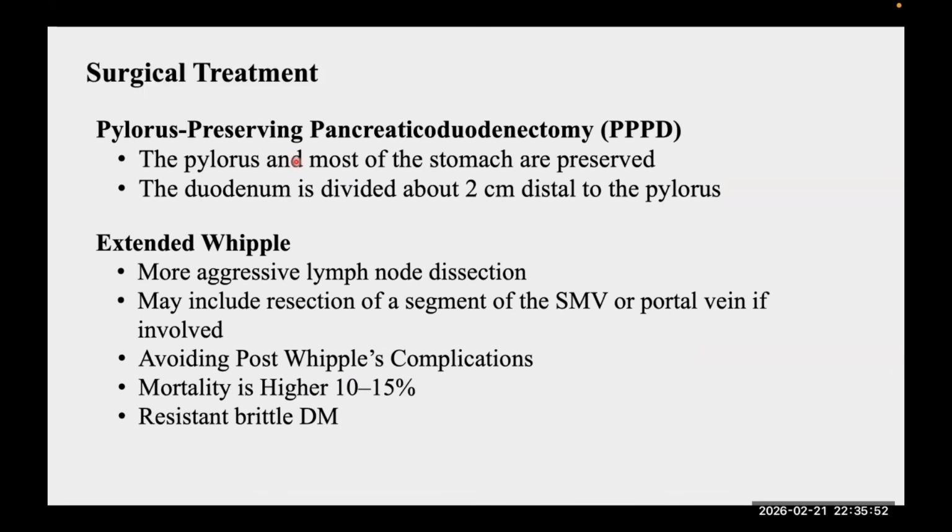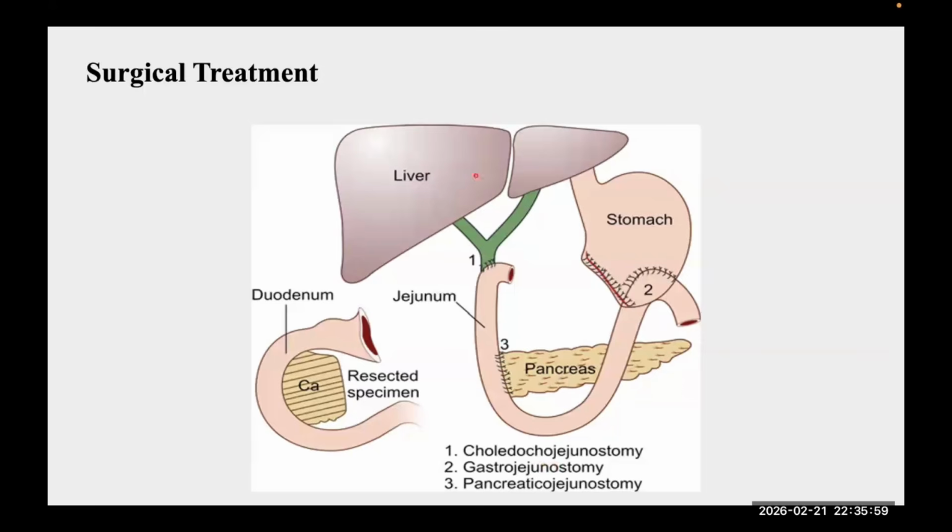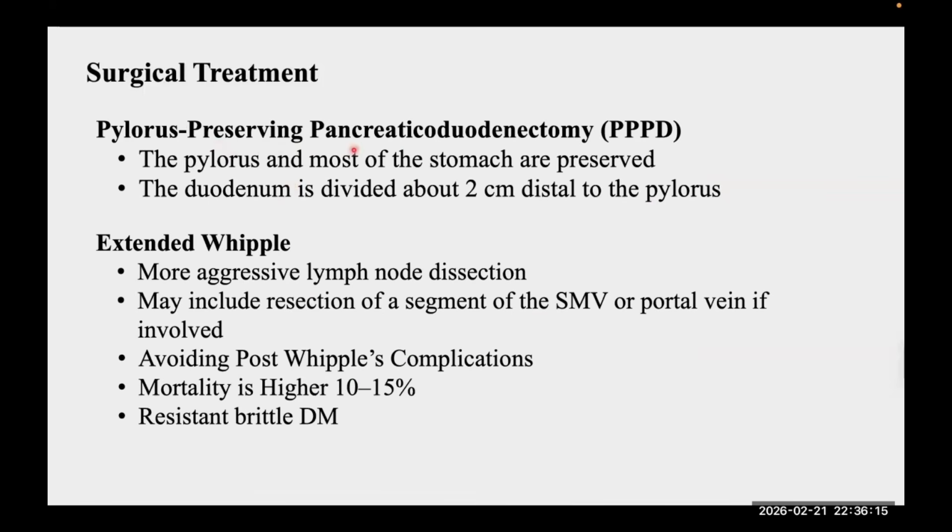Now there are certain variations of the surgery that can be done. So pylorus preserving: see here, when you remove the antrum of the stomach, you also remove the pylorus of the stomach, and that's not good. This increases the risk of dumping syndrome that I'm sure you discussed in your other GI lectures. So the contents of the stomach are immediately spilled here. So to lessen that, we keep the pylorus, and that's what we call pylorus preserving pancreaticoduodenectomy. So the pylorus and most of the stomach are preserved. The duodenum is divided about 2 centimeters distal to the pylorus.